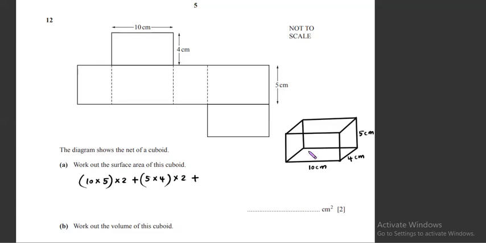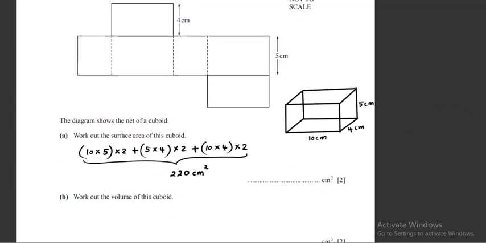Then when we consider the face at the bottom, it's going to be 10 times 4. I have 1 at the top as well, so I need to double that. 10 times 4, and then I multiply by 2. I can put this entire thing in the calculator and see what we end up getting. We end up getting 220, and this is going to be square centimeters because this is surface area. So surface area is the area of all the faces together.